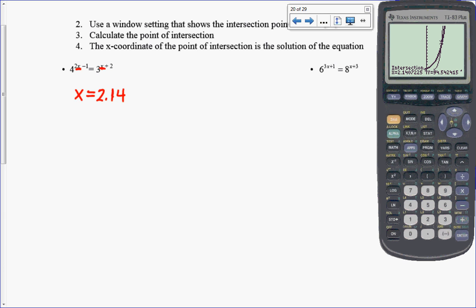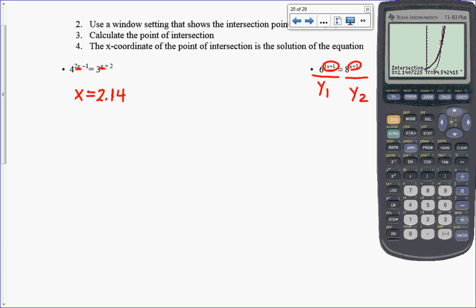You graph y1 as your left side of your equation, y2 as your right side of the equation. Ask your graph to calculate the point of intersection. Play around with your window a little bit so that you can actually see that point of intersection so that you can get the cursor there to calculate it. And then the x value is what x equals in your equation.